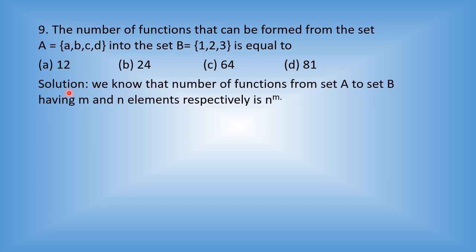So using that concept, we know that the number of functions from set A to set B having m and n elements respectively is n to the power m. Here n is equal to 3 and m is equal to 4, therefore 3 to the power 4. So 3 to the power 4 is 81. Therefore, the answer will be option D.